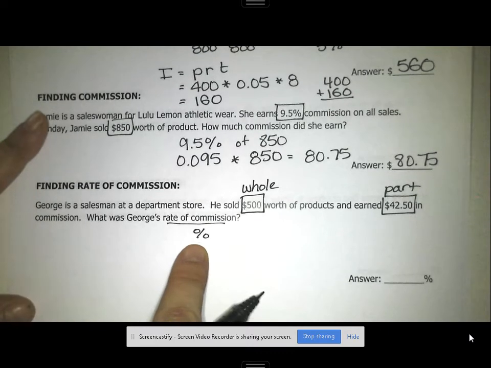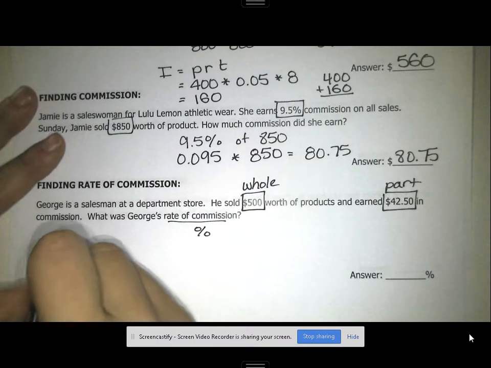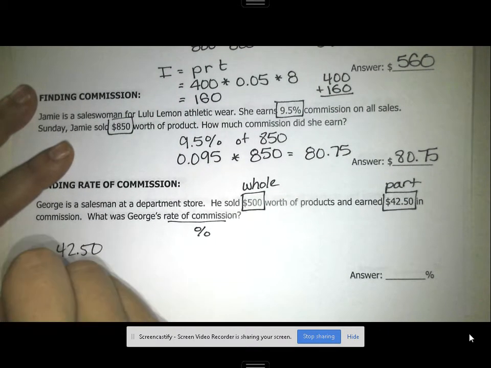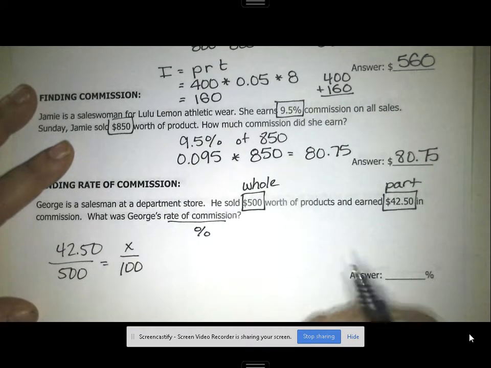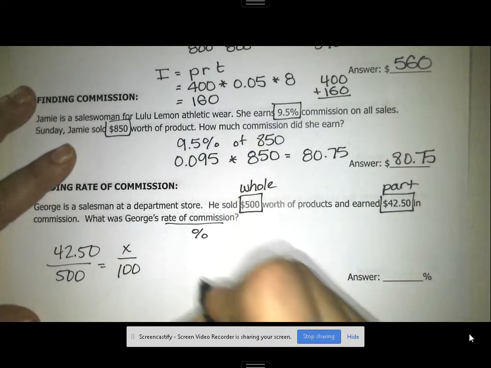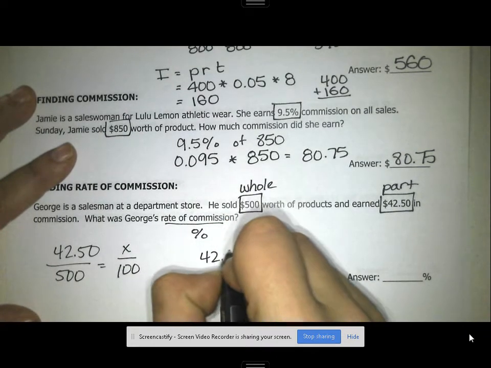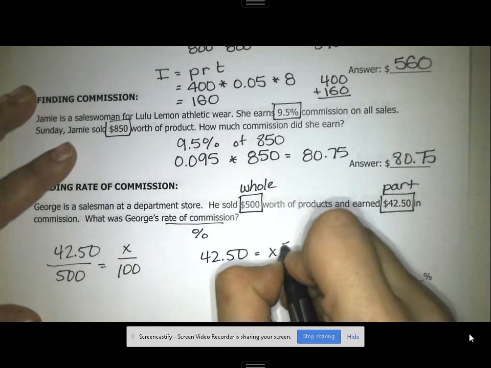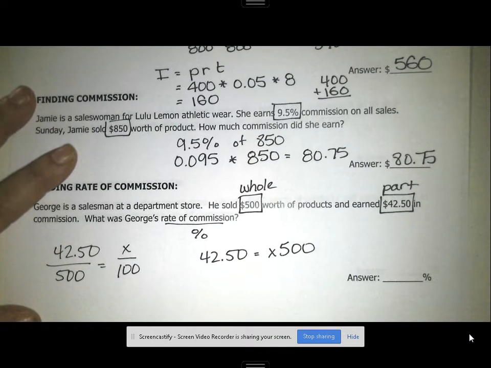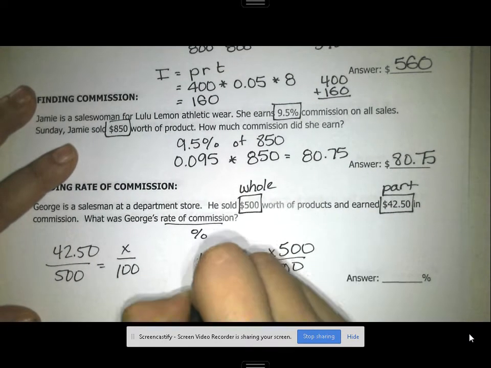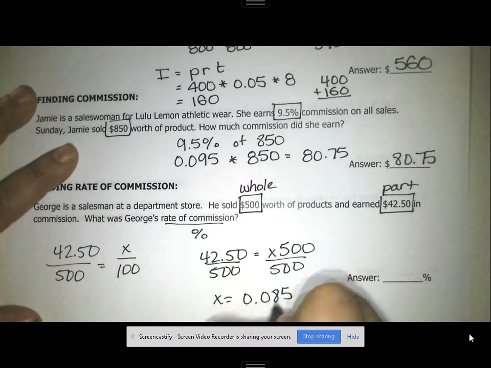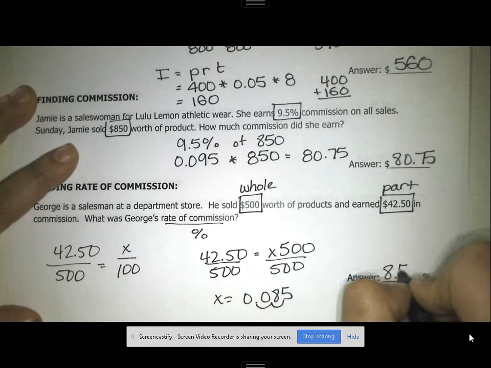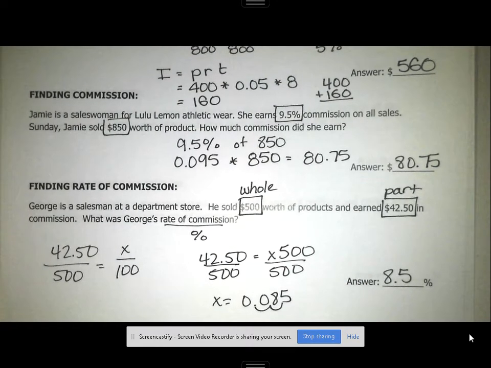Now, you can either use the percent proportion, 42.50 over 500 is what percent over 100, or you can use part equals percent times whole. The part he gets to keep is what percent of the whole. But either way, you're going to solve it and get 0.085, move the decimal over twice, 8.5%. George earned 8.5% commission on all the items that he sold.